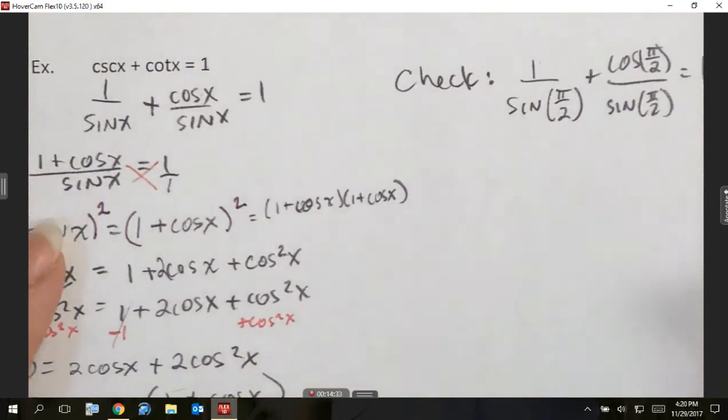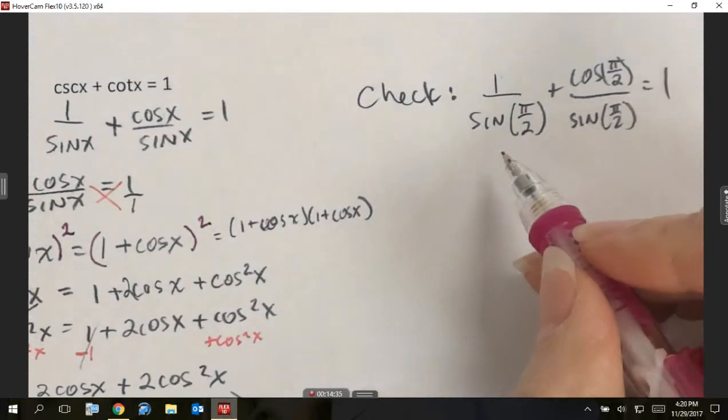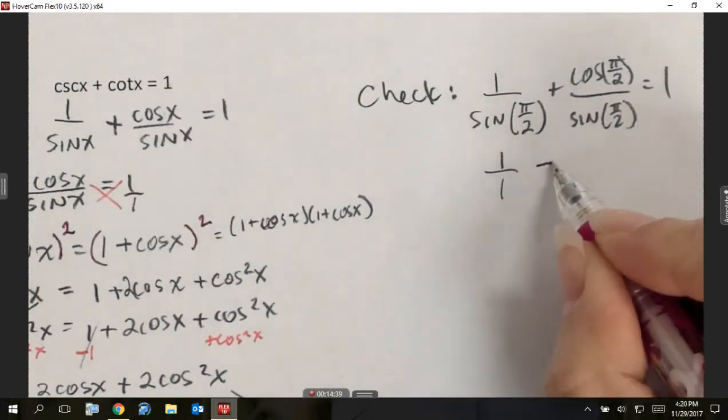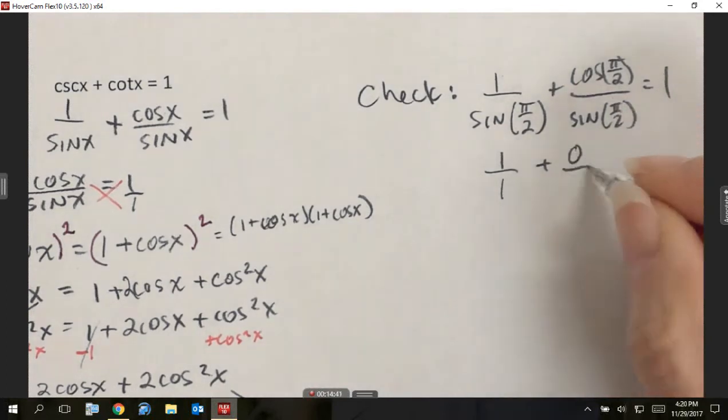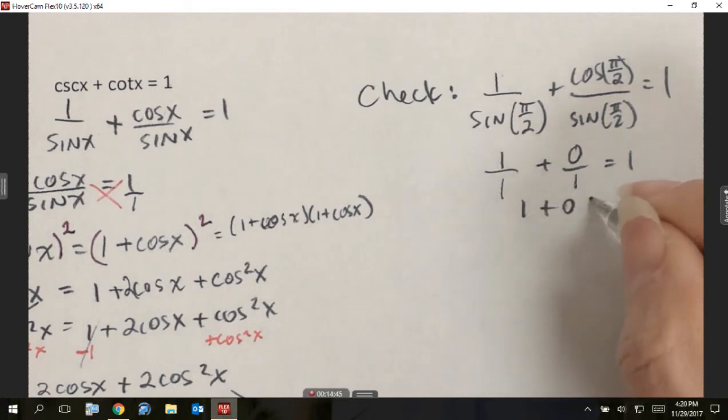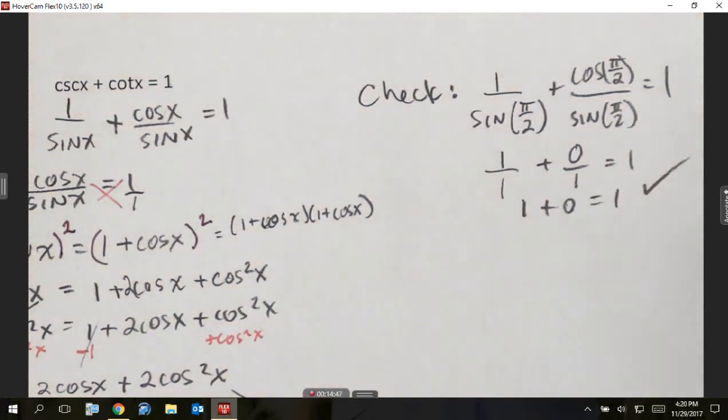So I'm going to plug that in. And let's see, sine at pi over 2 is 1. Cosine at pi over 2 is 0 over 1. So I get 1 plus 0 equals 1. That one checks. And you saw on Desmos, that was the one that worked.